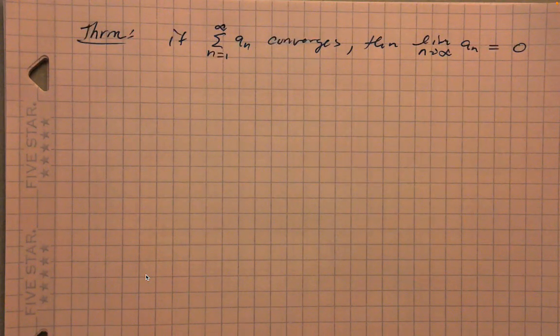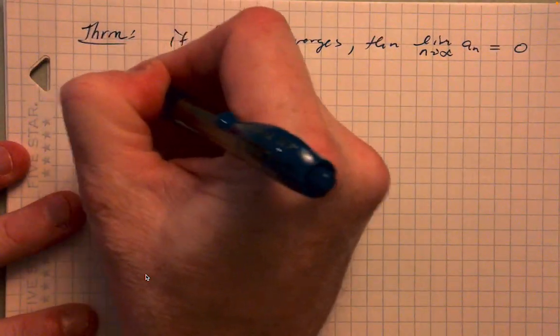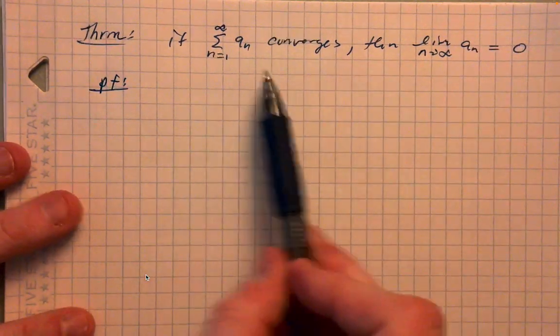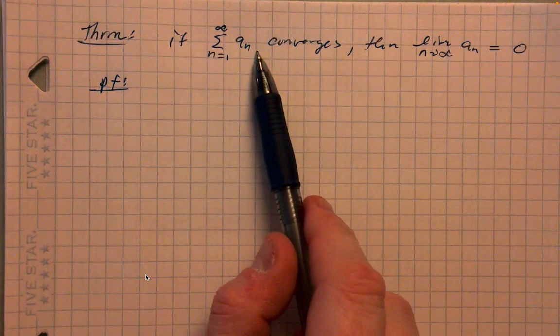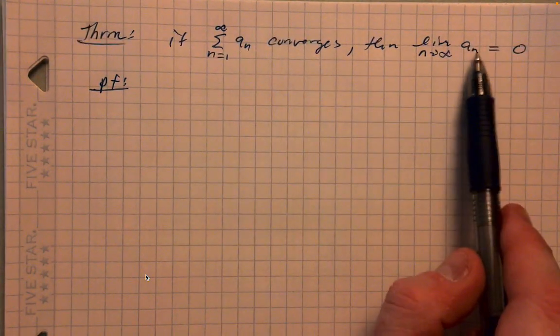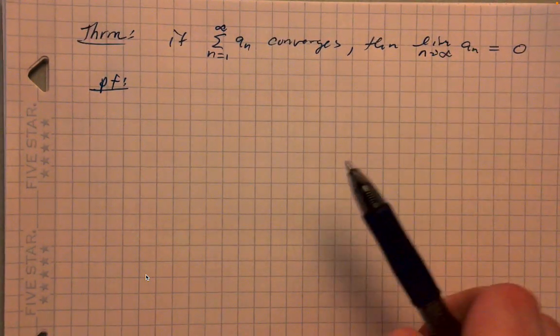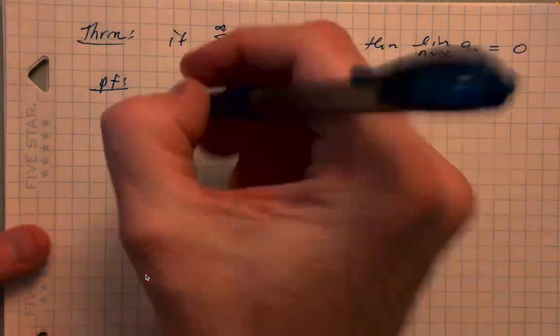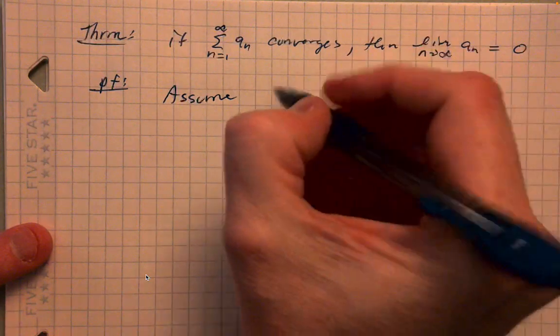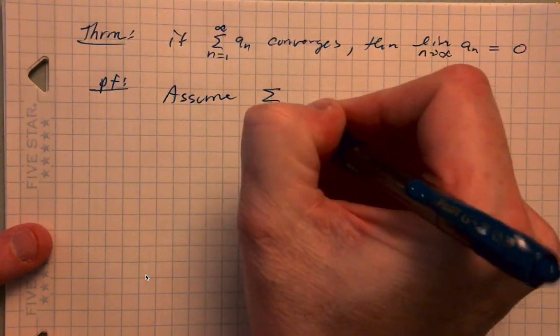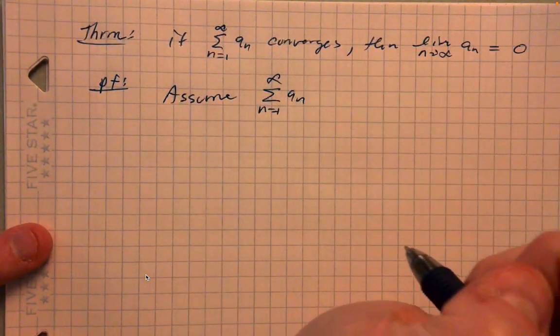Okay. And this is one we can prove pretty easily. It gives you the connection between these two. So if the series has a finite sum, then that means the sequence must converge to 0. Okay, so let's assume for the proof that the sum from n equals 1 to infinity of a of n converges.